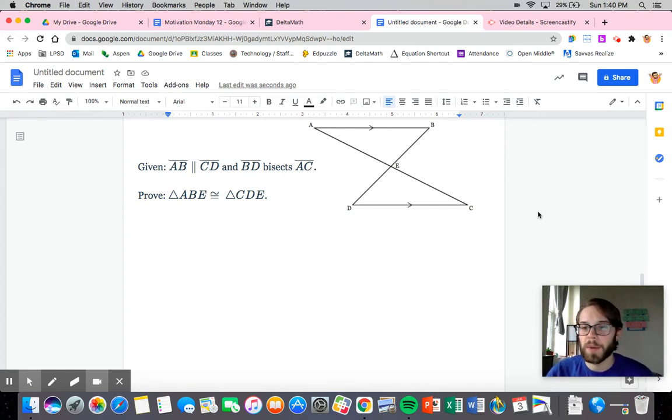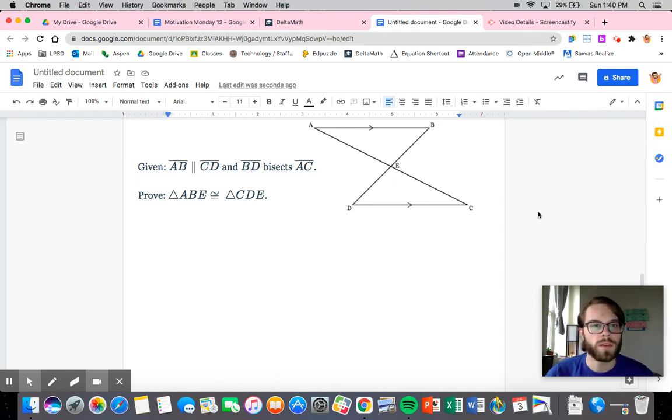But I'll go over a couple ways you can eliminate side, side, side, and side, angle, side pretty quickly from these. So let's get started with this first one. We are given that segment AB is parallel to segment CD and that segment BD bisects segment AC.